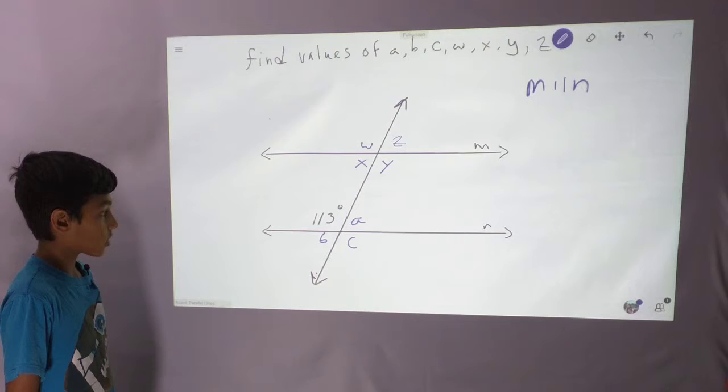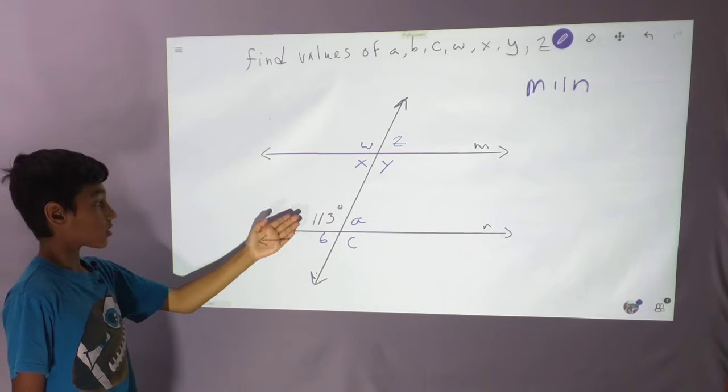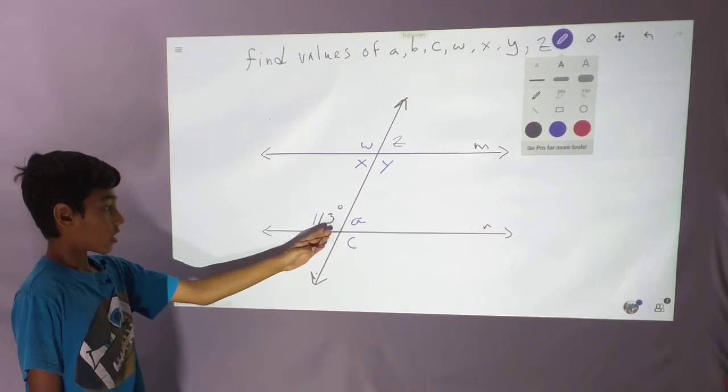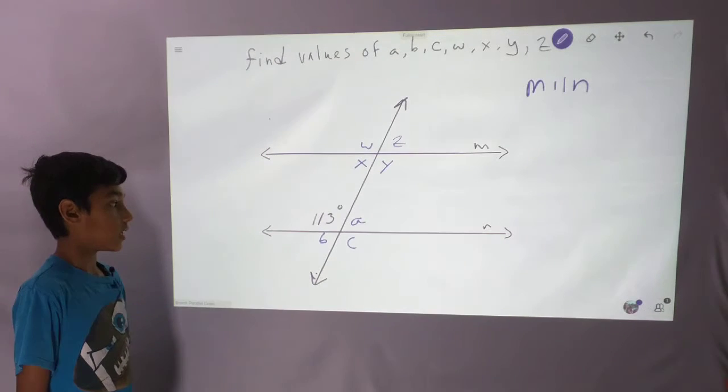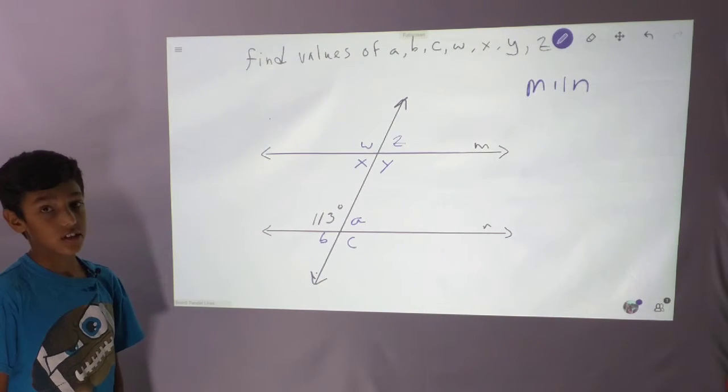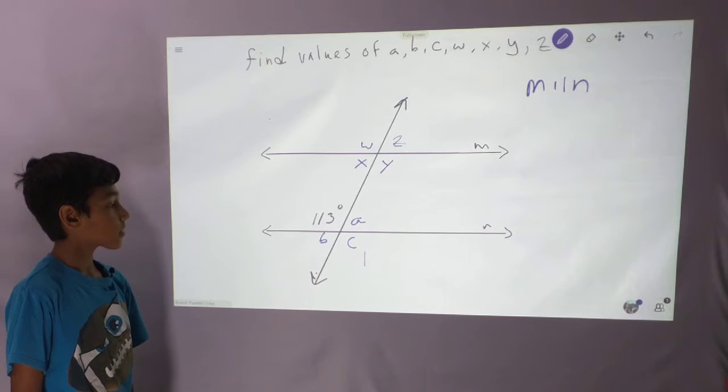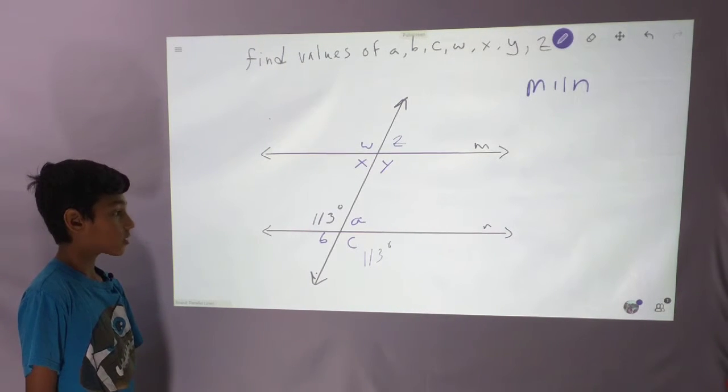So first let's start with vertical angles. Since 113 degrees is a vertical angle from C, then C would also be 113 degrees. So C is 113 degrees.